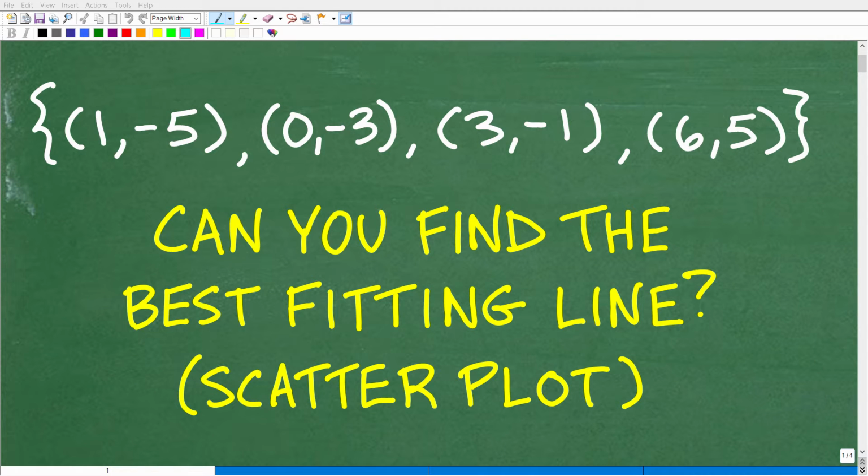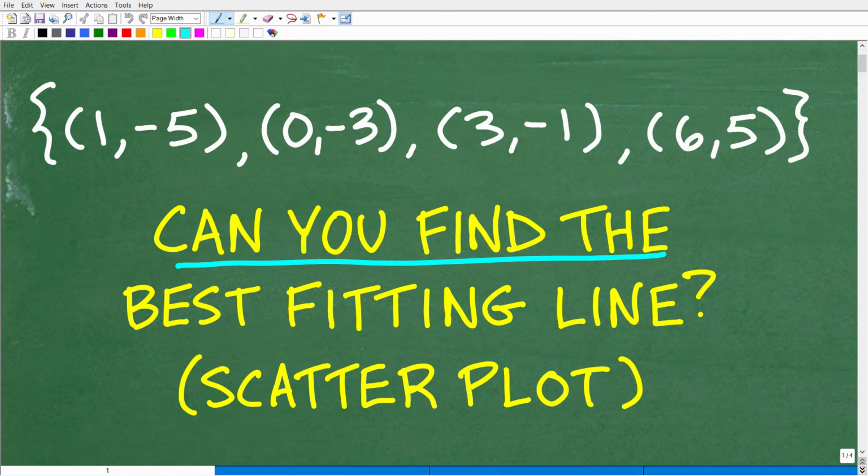Okay, so if you want to understand how to analyze data, this is a very important question for you. And this is going to be particularly important for those of you that study algebra or statistics. And let me go ahead and read the question. And it is the following.